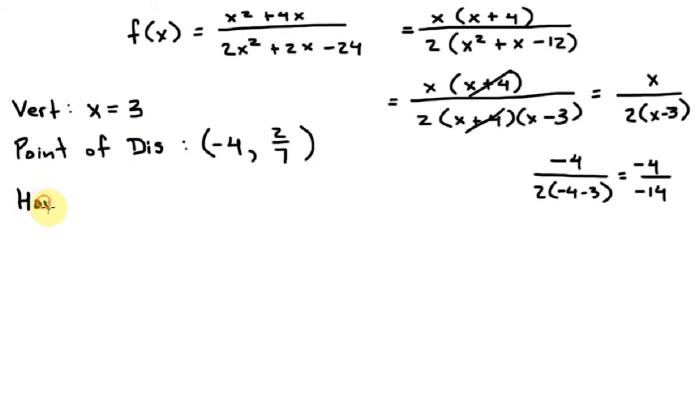Let's have a look at horizontal asymptotes. Okay, so what we're looking at there is we go back to the original function, and we look at what dominates on the top and the bottom.